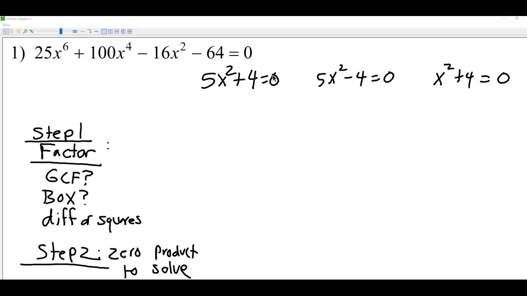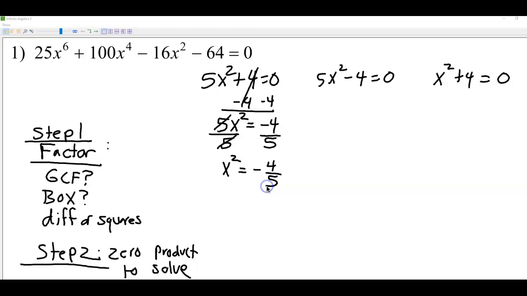Let's start with this one. Minus 4 on both sides. Divide by 5. No, you get the 5 out first. But we are going to take the square root now. So the next thing we're going to do is take a square root on both sides. And when you do that, we get a plus and a minus.